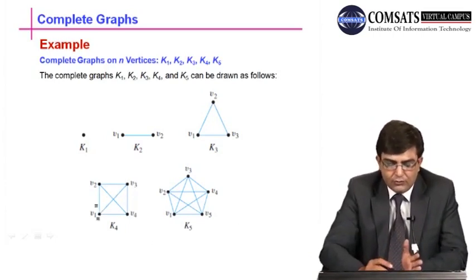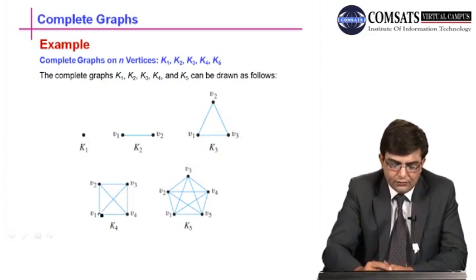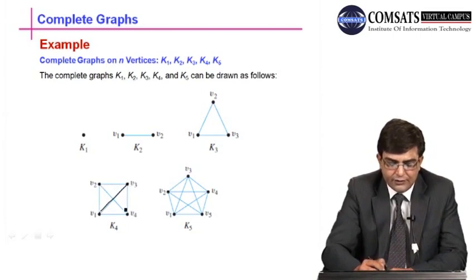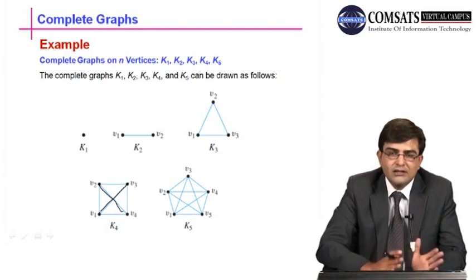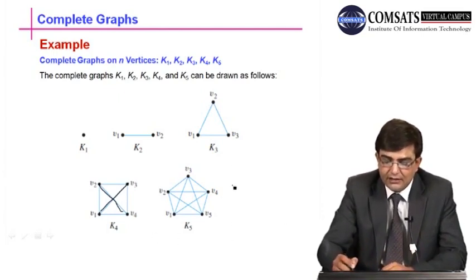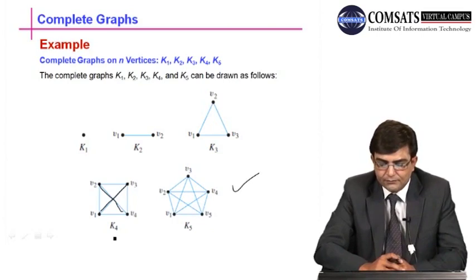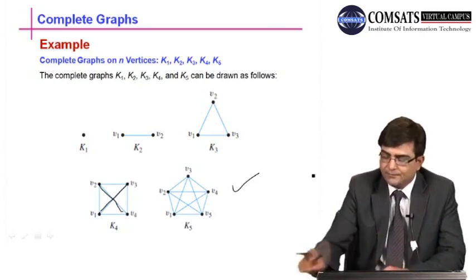So if we take 4 vertices and we have to draw a complete graph, then we write it as v1, v2, v3, v4. v1 is connected to v2, v1 is connected to v4, and v1 is connected to v3, like this. Similarly, v2 is connected to v1, v2 is connected to v3, v2 is connected to v4 by using this edge. Similarly, all the vertices must be connected to all other vertices in a complete graph. Similarly, we can draw a complete graph for 5 vertices.